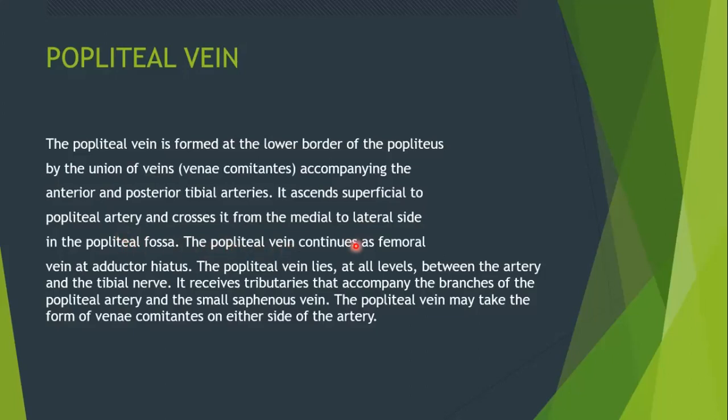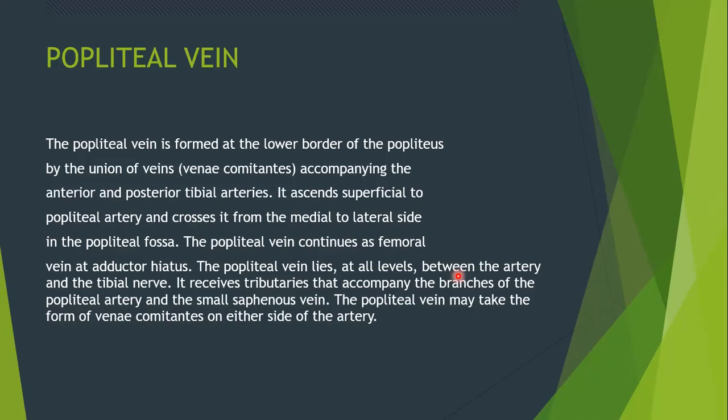Now the popliteal vein continues as the femoral vein at the adductor hiatus. After crossing the adductor hiatus, it becomes now femoral vein. Now, popliteal vein lies at all levels, and this is a very important point, between the artery and the tibial nerve. So at all levels in the popliteal fossa, it will lie between the artery and the tibial nerve. It will receive tributaries that accompany the branches of the popliteal artery and the small saphenous vein. So its tributaries correspond to the branches of the popliteal artery.